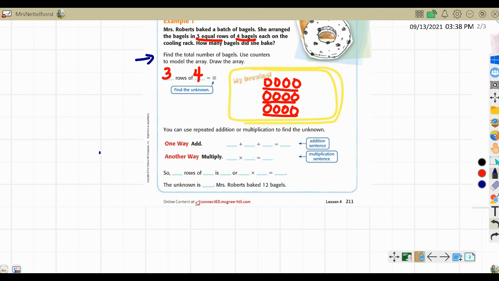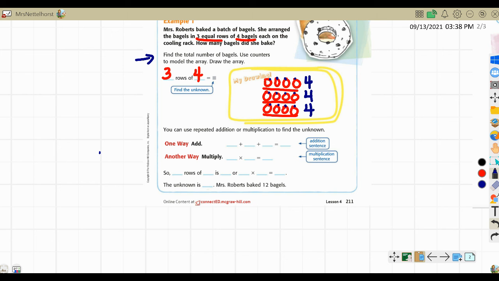First of all, I want you to see the connection between the repeated addition and the array. So in the first row in my array, I have 1, 2, 3, 4 bagels. And in this row, I have 1, 2, 3, 4 bagels. Write the 4s at the end of your rows. You don't need the dots. That's just so you can see that I'm counting them. Okay, so 4, 4, and 4.